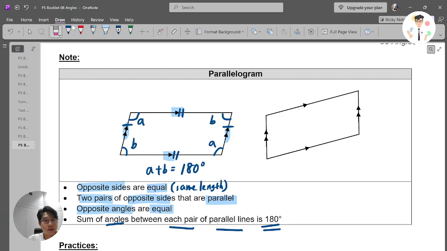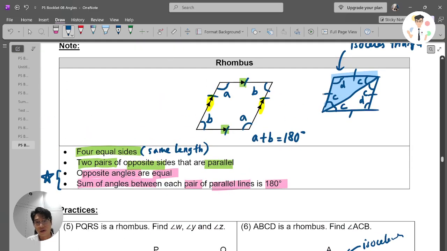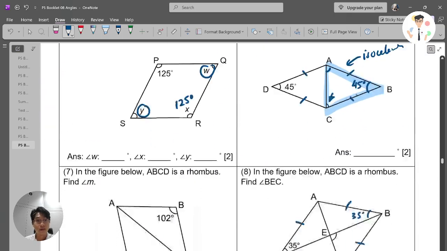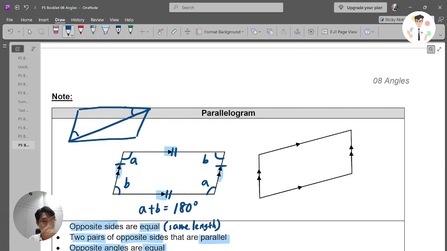Let me just erase this. Because of that, you cannot do like what you did just now in rhombus, where we know that we can just cut into half. Let's just refer back to rhombus. In a rhombus, we know that we can cut into half and say this is an isosceles triangle, correct? And we say this is the same, this is the same. But in a parallelogram, if you cut into half, can you say this and this are the same? No, cannot. Okay, because these two lines are not equal.